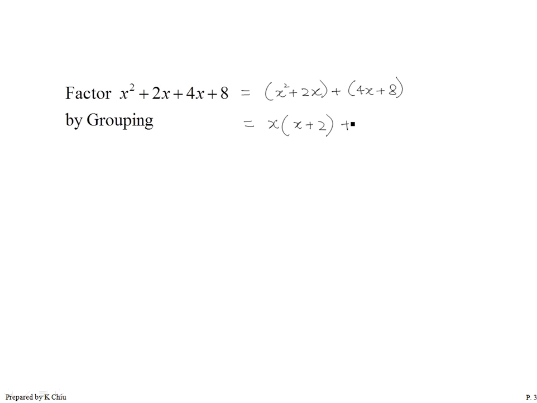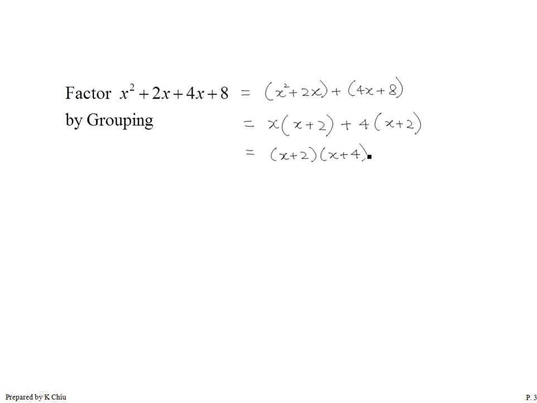From the second group, what do they have in common? 4. I factor out the 4, and the leftover would be x plus 2. And now it goes back to what we had before. We have 2 terms, and in these 2 terms, what do they have in common? X plus 2. So I factor out the x plus 2, and the leftover would be x plus 4. So finally, it would become x plus 2 times x plus 4.